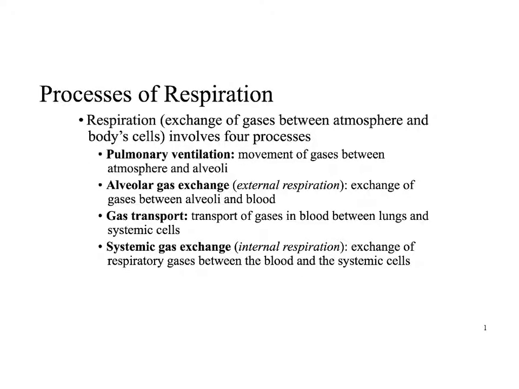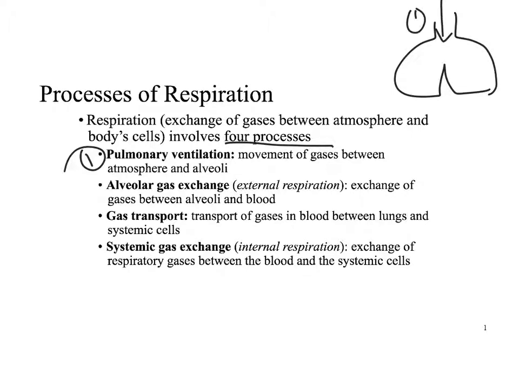Now, to simplify how respiration works, so how the gases get from the atmosphere to the cells, we simplified it into 4 steps, so 4 processes. The first one is pulmonary ventilation, so the air is going to come in from the outside into the lungs. Step number 2 is it's going to go from the alveoli to the blood.